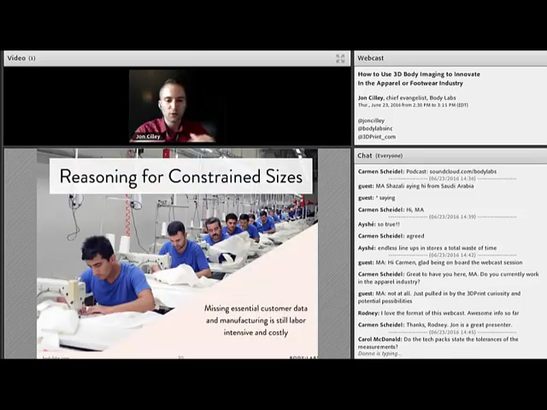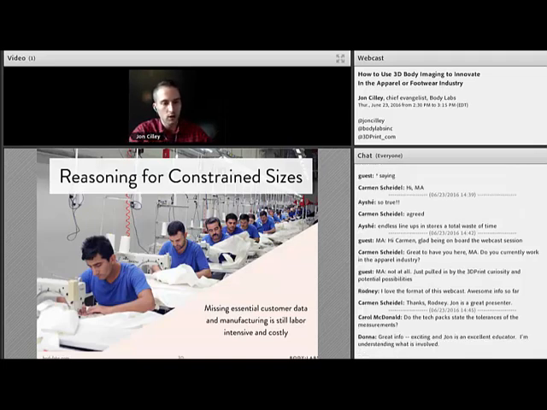Now, the reason for constrained sizes, in the brand's defense, is that typically you want to fit the maximum amount of people into the least amount of sizes, right? It's going to help improve your margins. It's going to make it more cost effective. This is largely due also to the fact that, I'm kind of hitting on the design process a little bit, they just don't have the data about their individual customers, and the manufacturing process is still largely labor intensive and costly. So it makes sense that they would want to constrain their sizes.